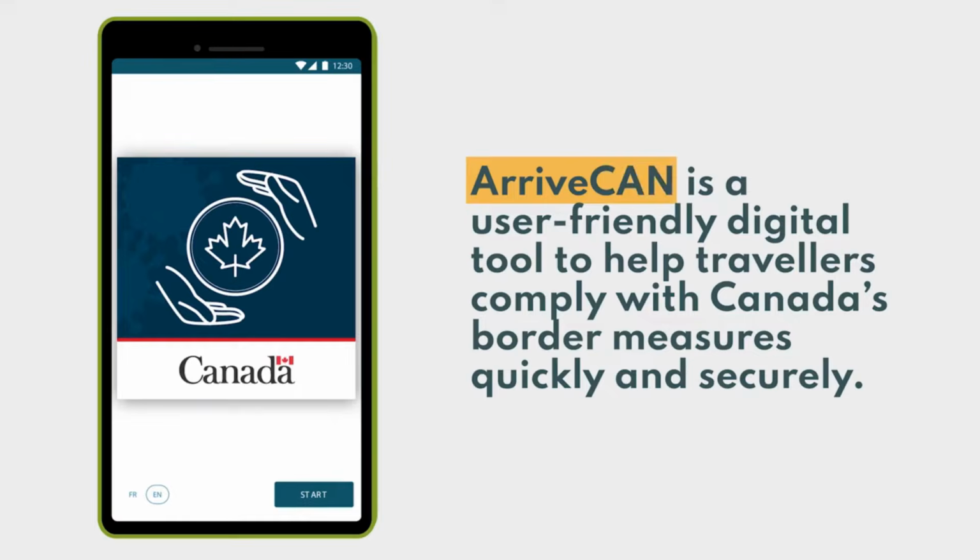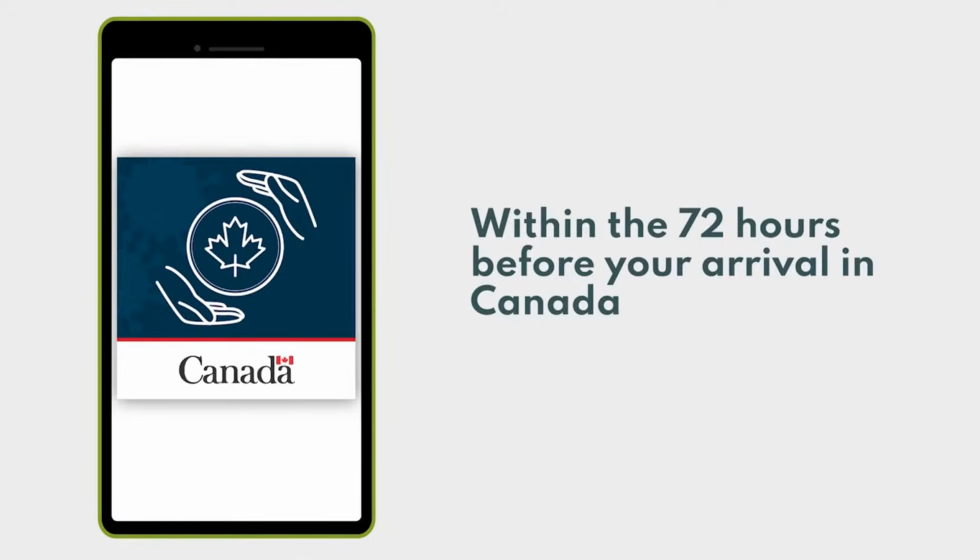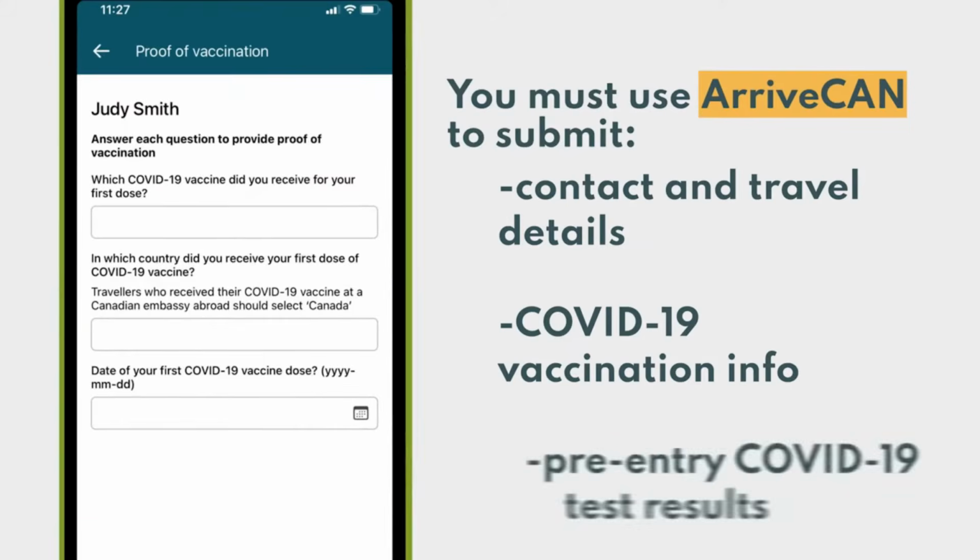I'm going to share with you exactly how to use the ArriveCAN app on your phone. So if you're planning to come to Canada, you must submit your information on this app within 72 hours of your arrival into Canada. Now let's go ahead and fill out this app together.